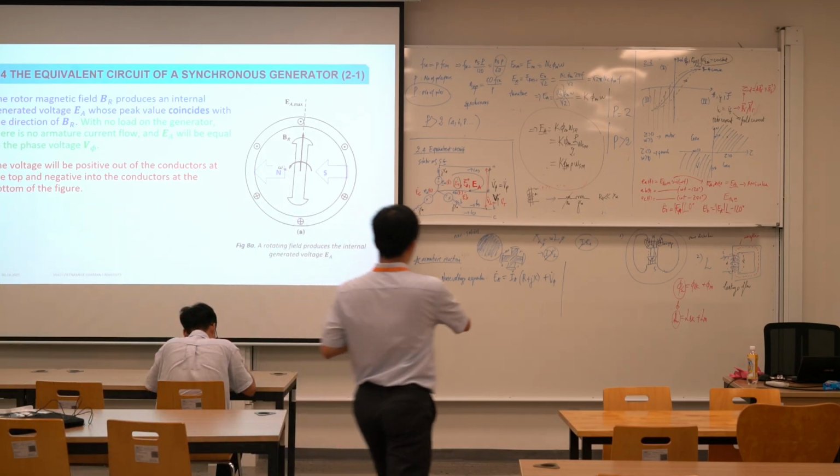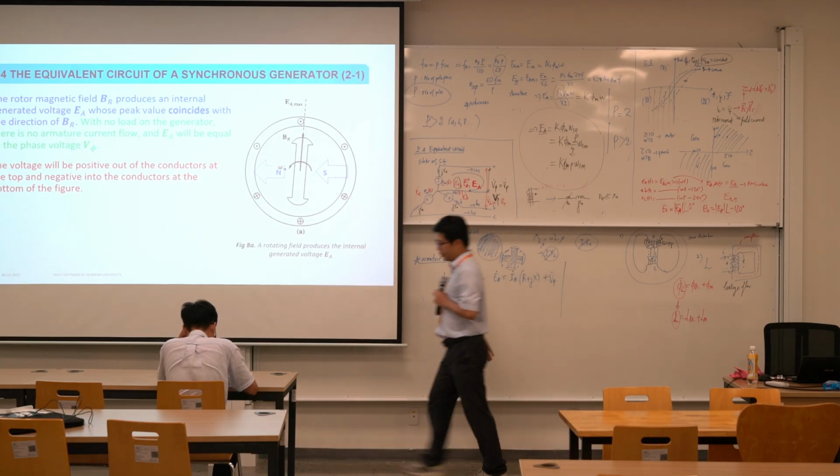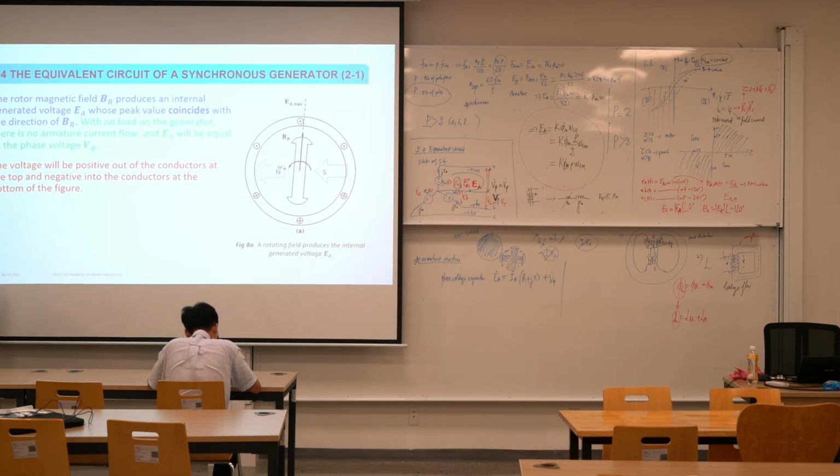So if we have no load, we don't have current, so the magnitude of EA is equal to the magnitude of V phase. What does EA mean? This is the internal phase voltage. What is V phase? This is the terminal phase voltage. This is internal, this is terminal. Clear?